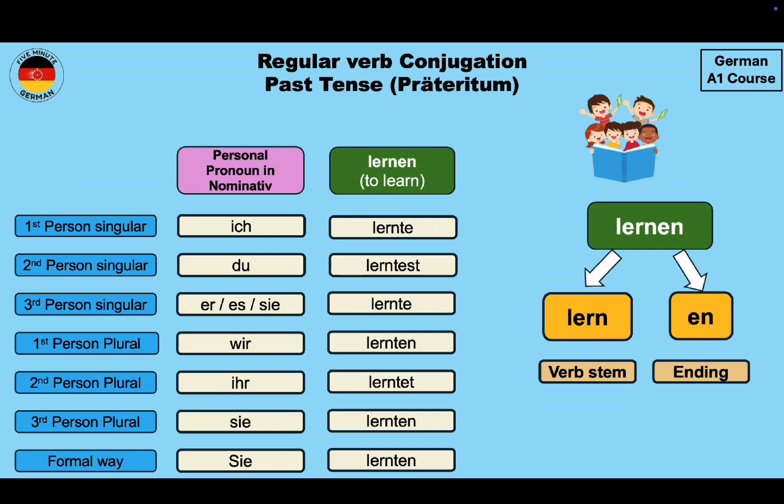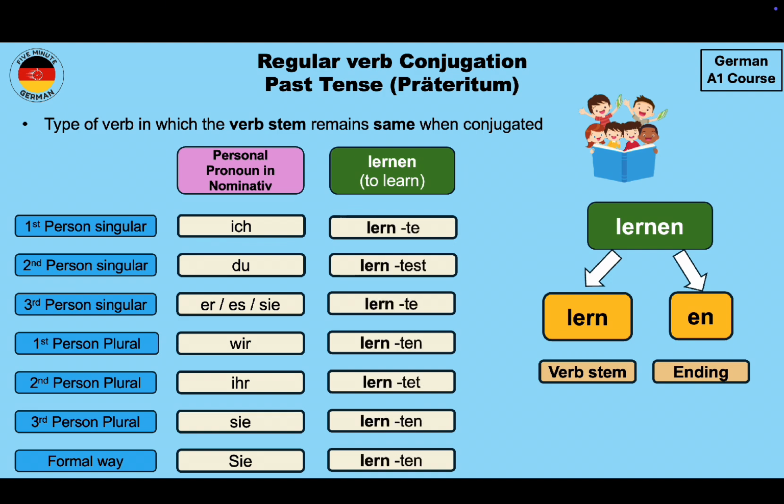Now as we saw earlier that a regular verb is a verb where the verb stem remains the same when conjugated. Now if we take a look at the conjugations over here, then we see that yes, lernen is a regular verb because the verb stem lern is present in all of the conjugations that we have done over here.